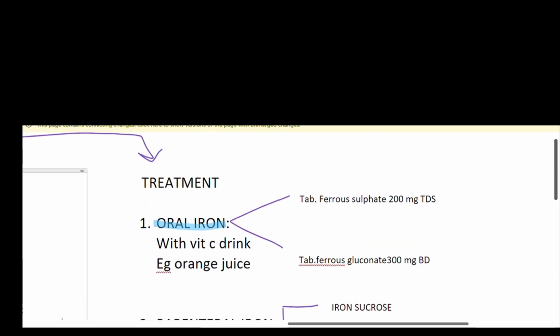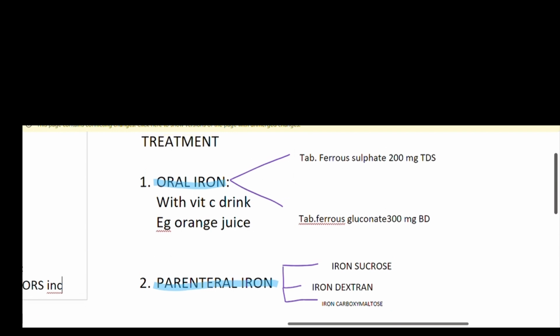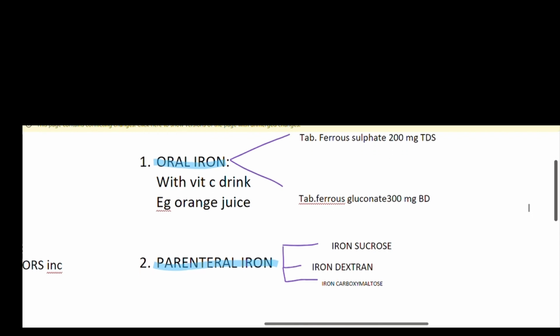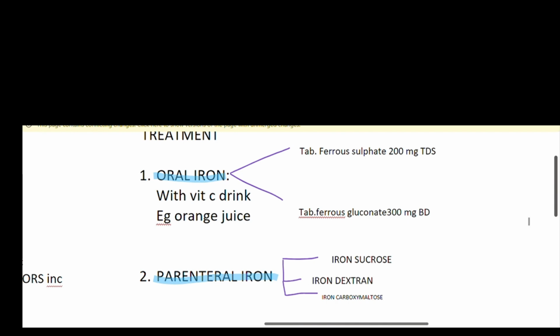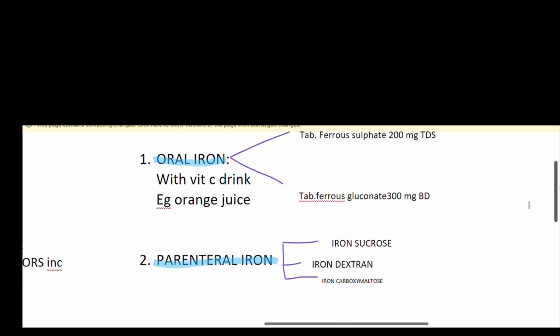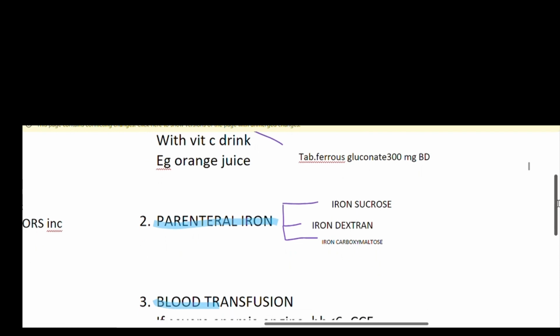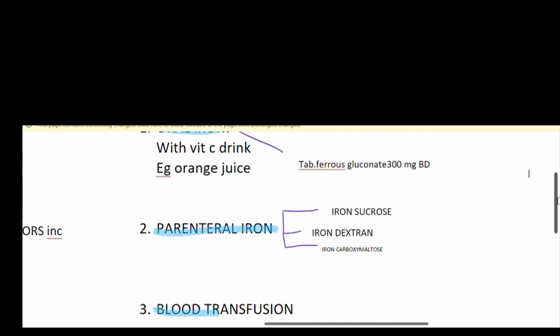So the patient came to you with the clinical features of iron deficiency anemia, you ordered some investigations, and the patient turned out to have iron deficiency anemia. So how are you going to treat that patient? It can be through three routes: oral, parenteral, or transfusion. You can prescribe the patient oral iron, that may be tablet ferrous sulfate 200 mg thrice daily or tablet ferrous gluconate 300 mg twice daily. It is usually given with a vitamin C drink, that is orange juice or lemon juice, to increase the GI absorption.